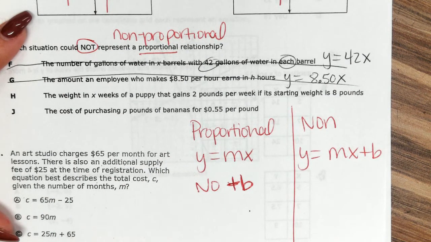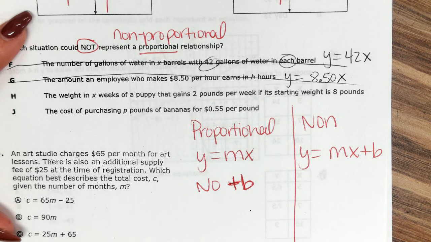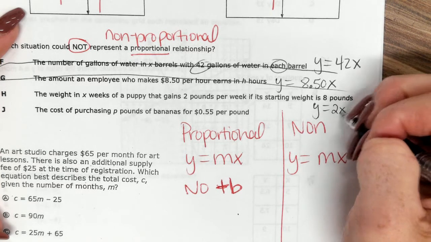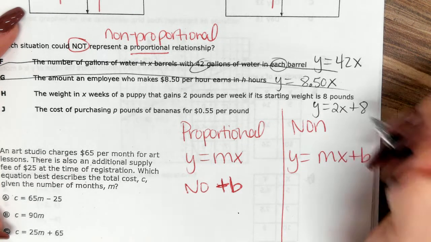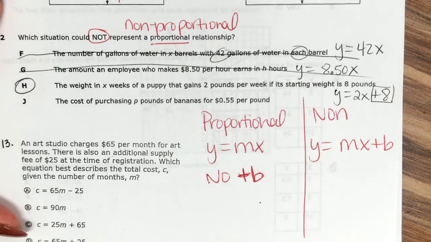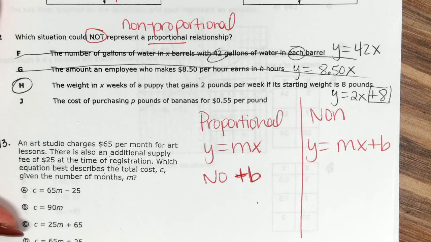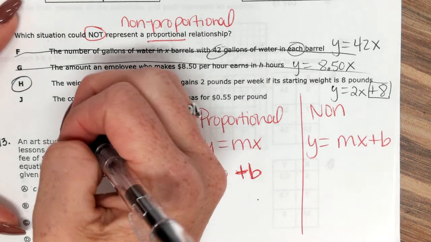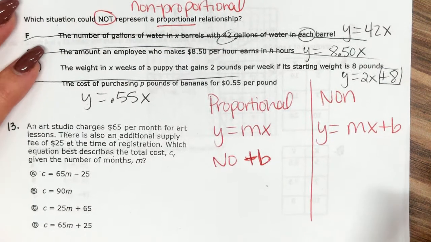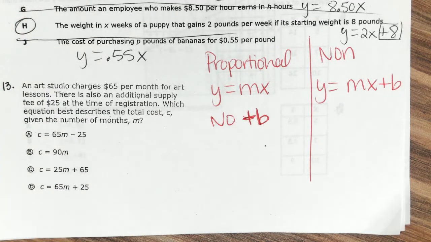Letter H. The weight in X weeks of a puppy that gains 2 pounds per week, and its starting weight was 8 pounds. How would I write that? 2x plus 8. Did that have a plus B? Yes. That is non-proportional. And J, the cost of purchasing pounds of bananas is 55 cents per pound. That's Y equals 0.55x. That's proportional. Again, proportional does not have a plus B. Non-proportional does.